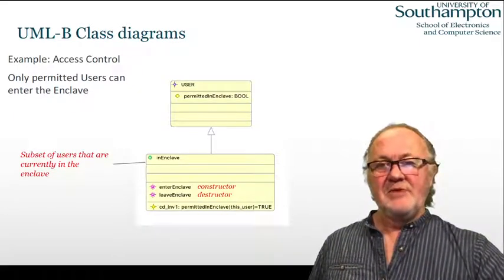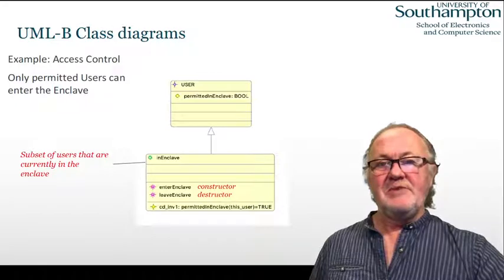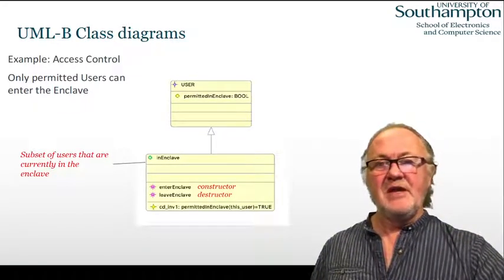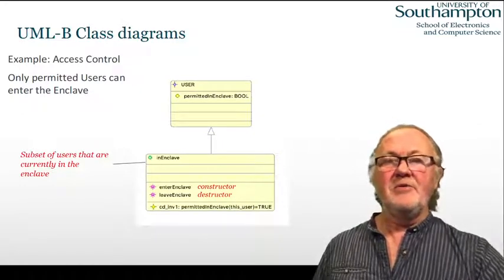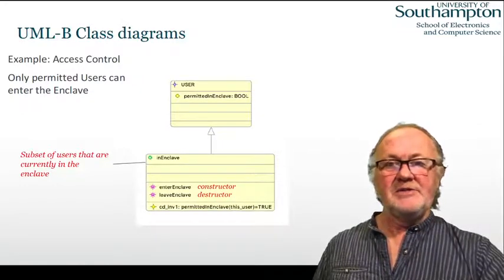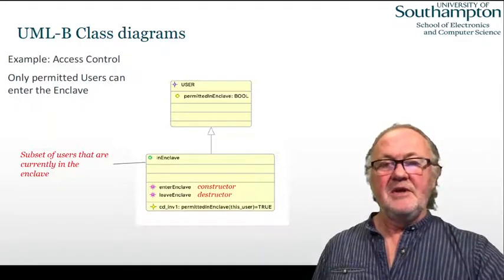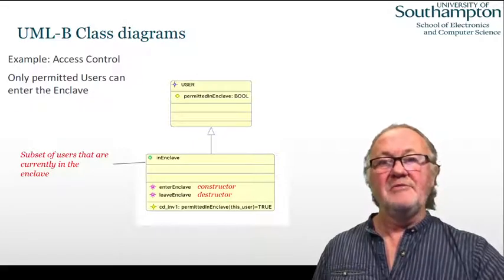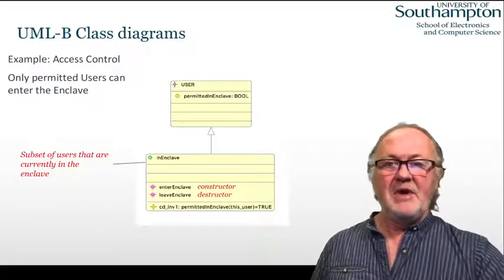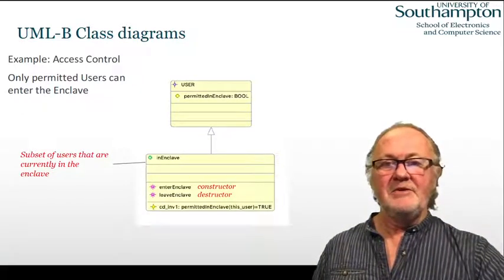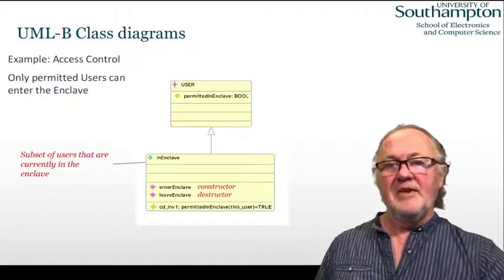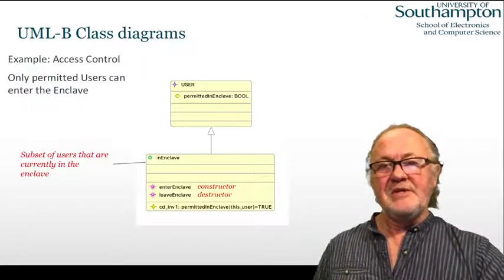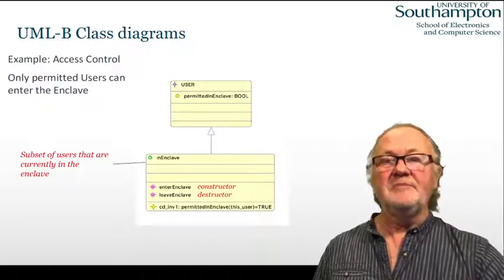So I've modeled the most abstract level as a class representing the set of all users, with a Boolean attribute to say whether the user is permitted in the enclave or not. And then another class represents the users in the enclave. It's a subset of the users that are currently in the enclave. And then two methods of this class, enter enclave and leave enclave, are the constructor and destructor for the class. So the set of instances represented by the class can vary.